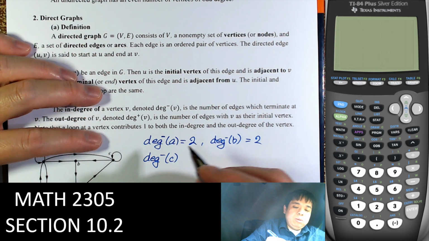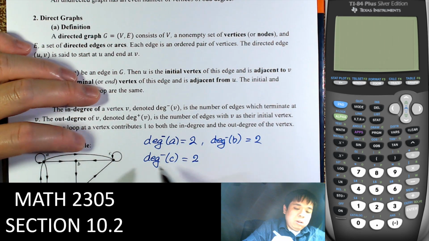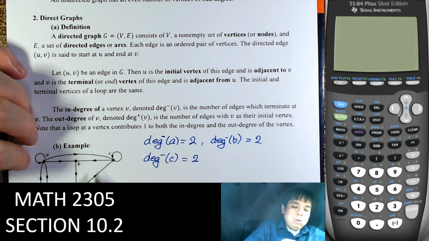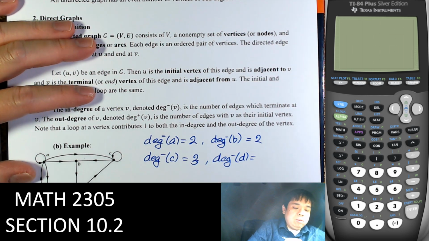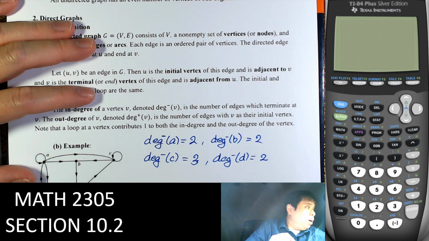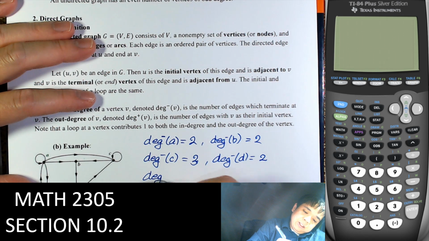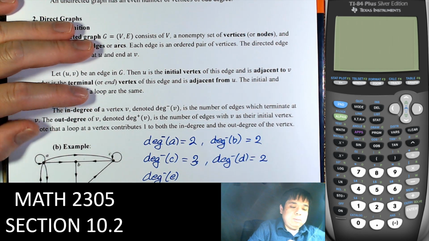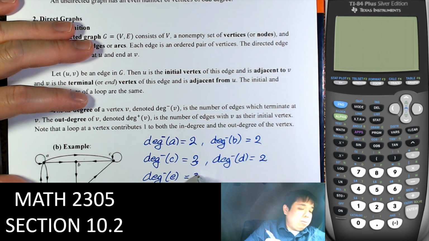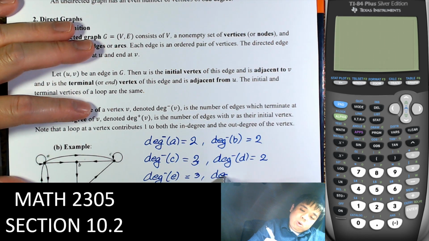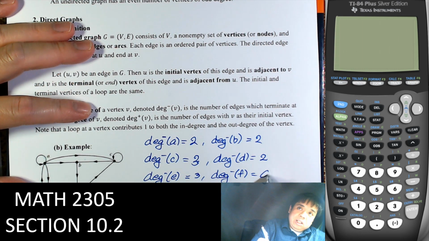One, 2. 1, 2, and 3. Sorry. Degree of D: 1, 2, and degree of E and F: 1, 2, and 3. Degree of F, isolated point, therefore degree coming in is 0.